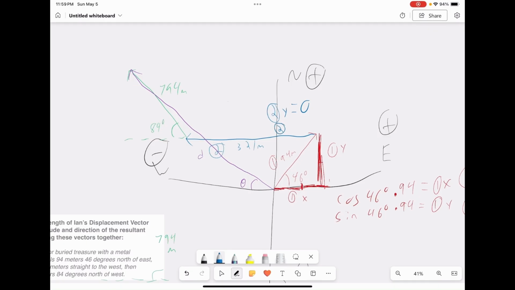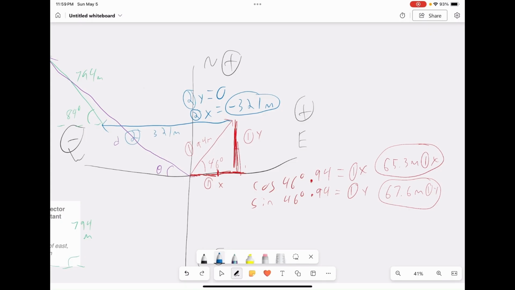Vector 2 x component, on the other hand, well, 321 straight to the west is just going to be negative 321 meters. Okay, why is it negative? It's moving in the direction that I named negative. So because it is going to the left, it's negative. Likewise, my x and y components for vector 1 are both positive, because x is going to the right, y is going up. Notice if I trace this arrow, I'm going to the right and up.